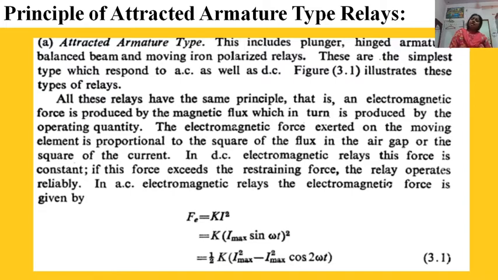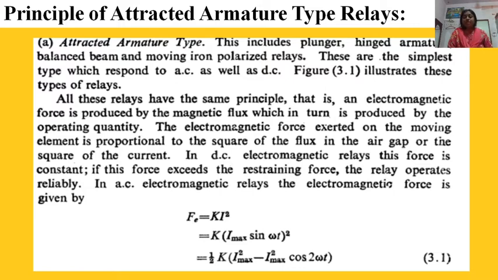All these relays have the same principle, that is, electromagnetic force is produced by magnetic flux, which in turn is produced by the operating quantity. The electromagnetic force exerted on the moving element is proportional to the square of the flux in the gap or the square of current. You know, torque is proportional to phi into I. Phi is due to the actuating quantity given to the element, so that is I. So torque is proportional to phi into I, so Fe is K into I square, where K is the proportionality constant.